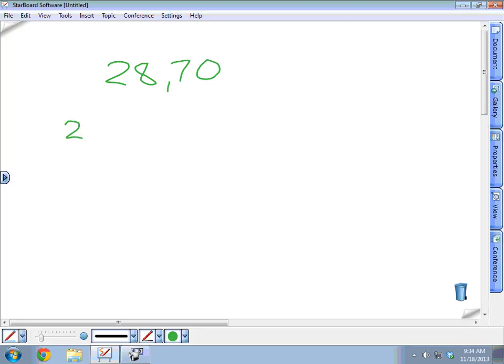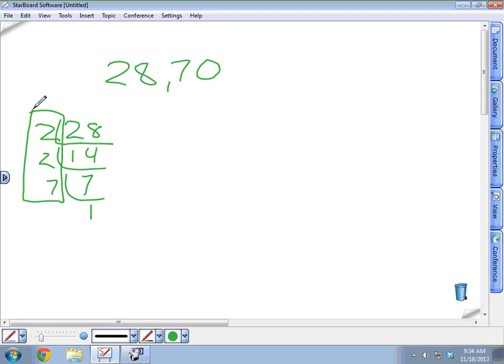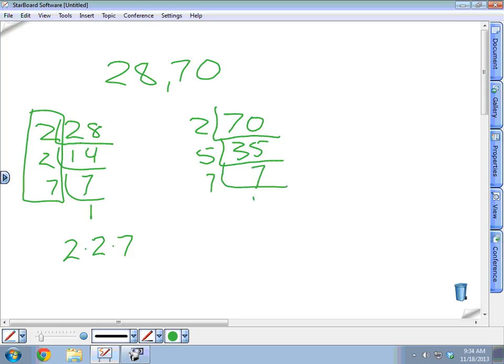So if I do the prime factoring of 28 and I divide it by 2, really simple here, and when you get down to a 1, you have your prime factors here, right? So 2 times 2 times 7 equals 28. 70, done really quick here, is 2 times 5 times 7. Okay?